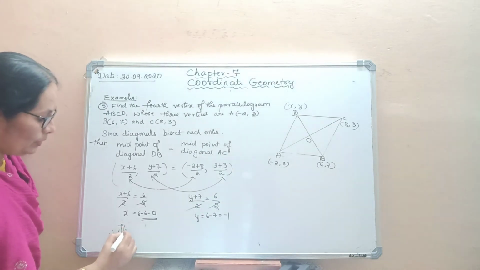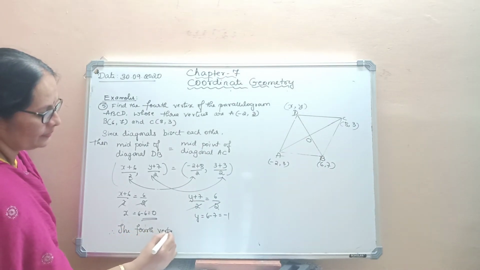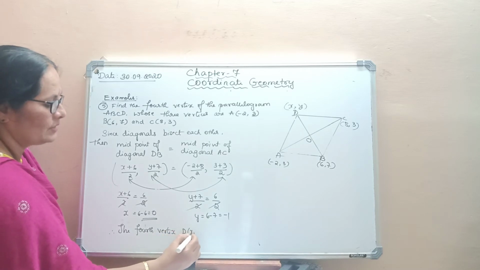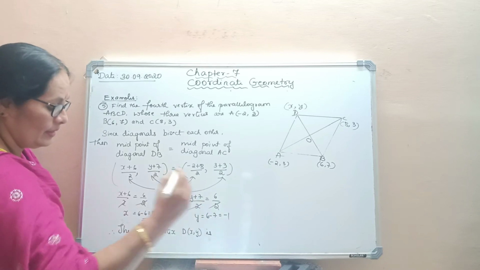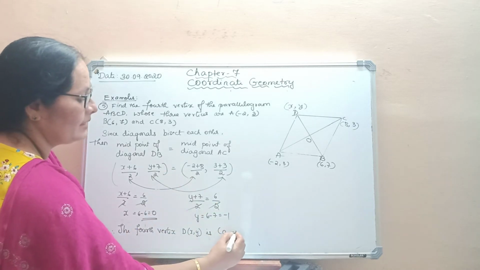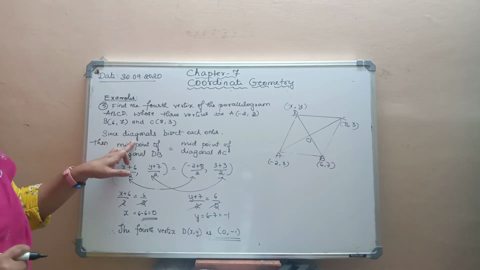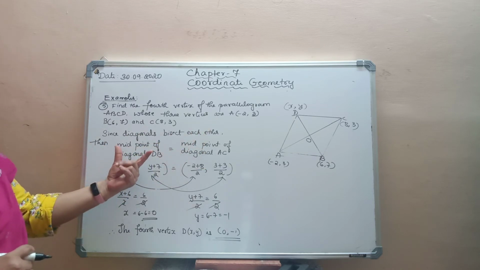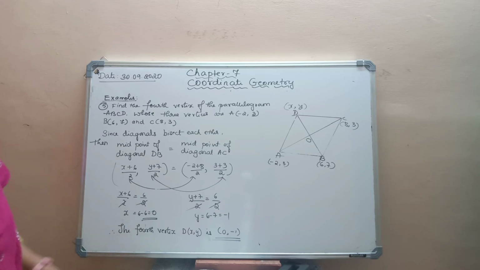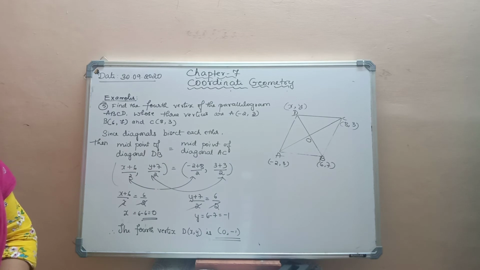Therefore the fourth vertex, that is D of x, y is x is 0, y is minus 1. So like this you need to calculate. The property used is diagonals bisect each other. So this property you can use to find the fourth vertex of the parallelogram.